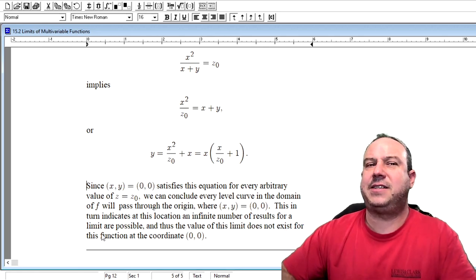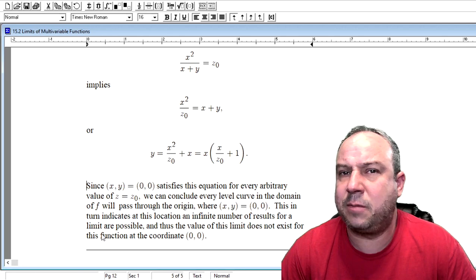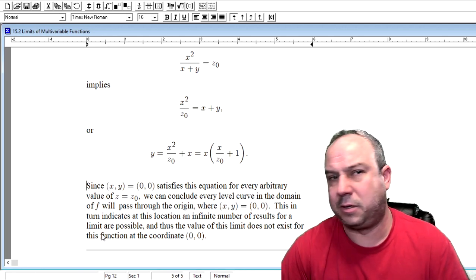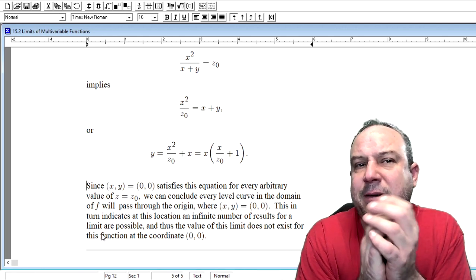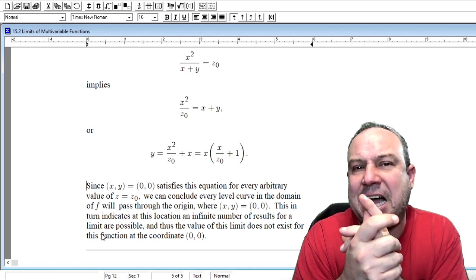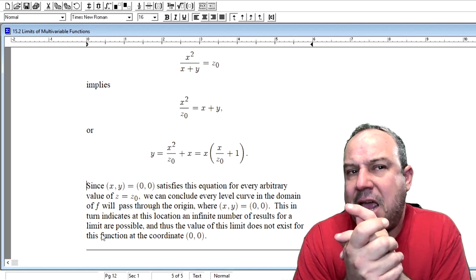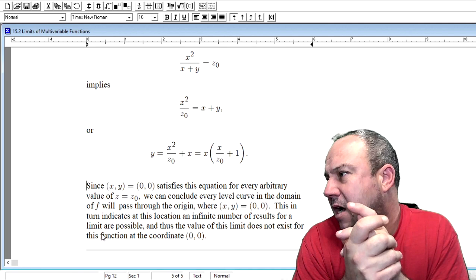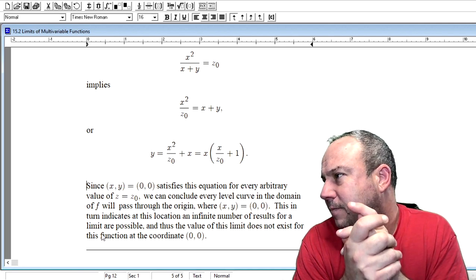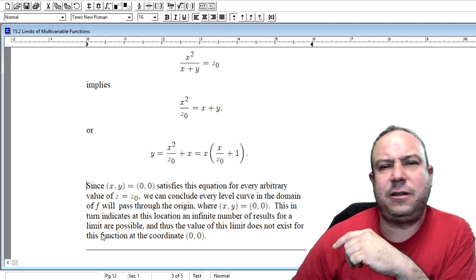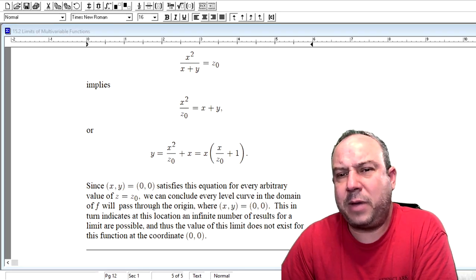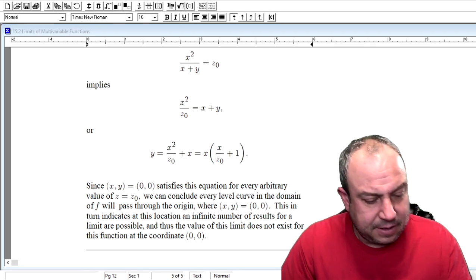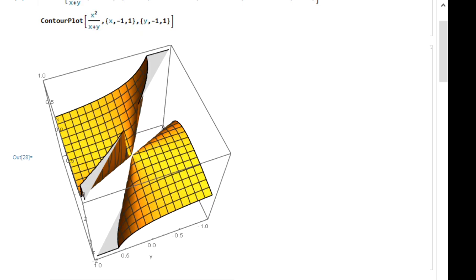This in turn indicates at this location an infinite number of results for a limit are possible. And thus the value of this limit does not exist for the function at the coordinate 0, 0. All right. I didn't include an illustration of the surface here, folks. We might be able to click over to that, if we were to go over and just look at an illustration of the surface real quick.